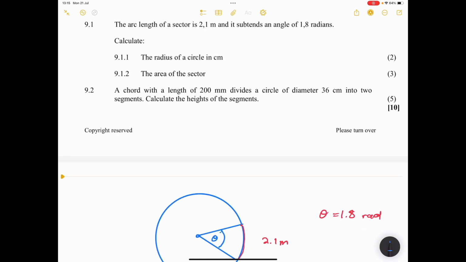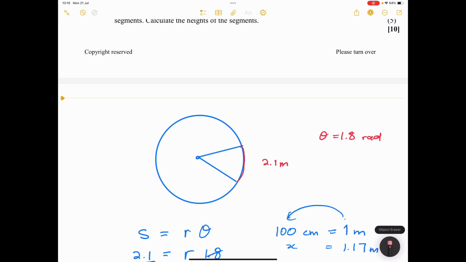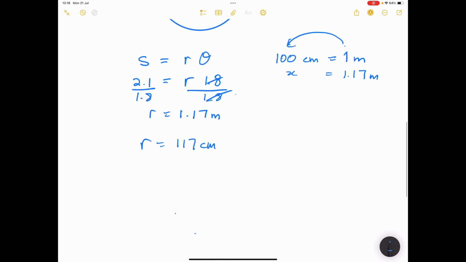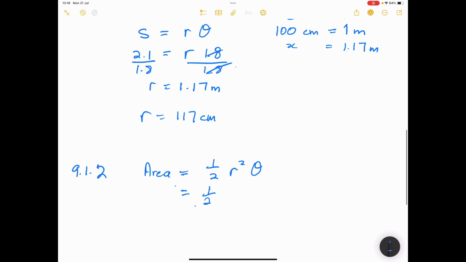They say, calculate the area of the sector. So what are we looking for? We're looking for the area over here. How do we get that area? For 9.1.2, the area of the sector is always going to be given by half of the radius squared multiplied by the central angle. If I had the time, I would derive this for you, but I'll do that in another video. So this is going to be half multiplied by.